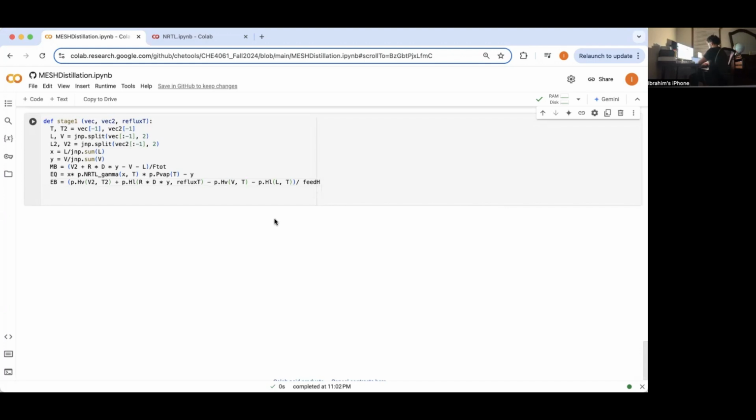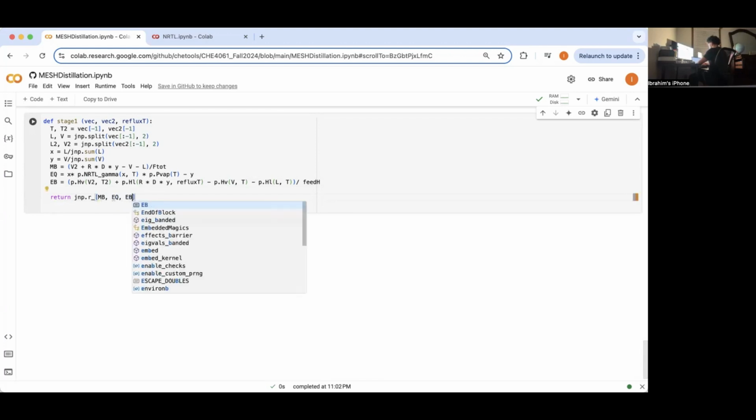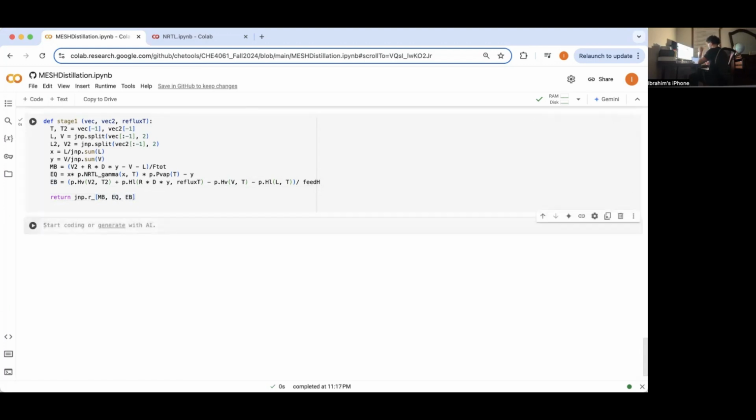Okay, so the last thing we want to do is return this. Returning this, we get JMP R underscore for all of these three MESH equations: our mass balance, our equilibrium equation, and our energy balance. Okay, I believe that looks good. I'm going to double check that before I do the other two stages because they look a lot similar, so I don't want to mess all three up.